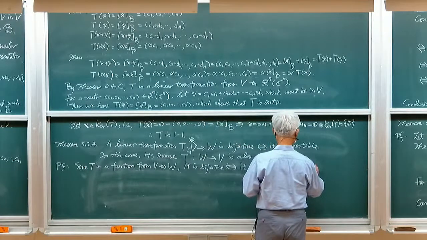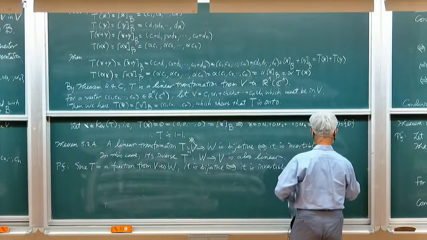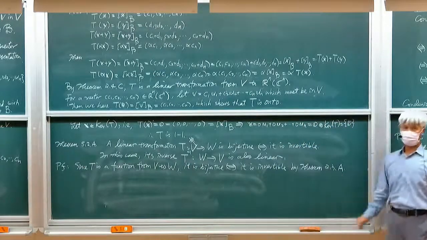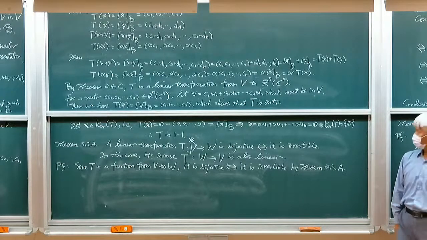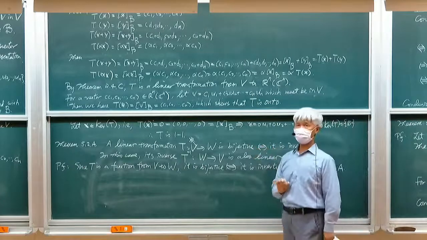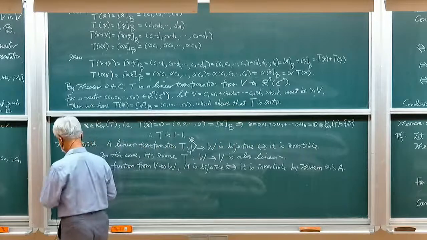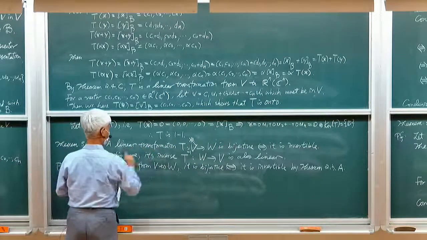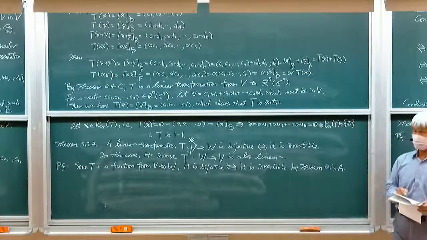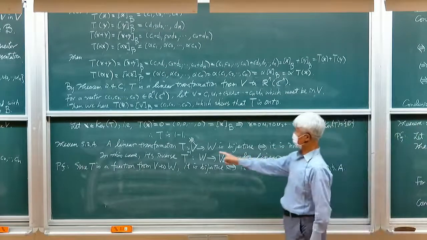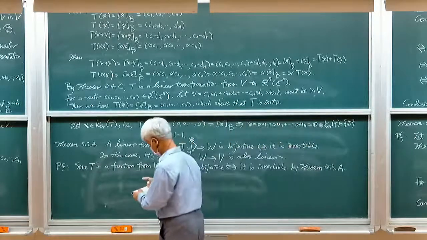By theorem 2.3.8, we proved that before in chapter 2 for general functions. So the first part has been done before, right? So we have to check the second part. If a linear transformation is invertible, then its inverse must also be linear. It's also a linear transformation.